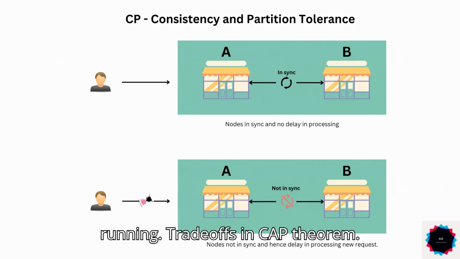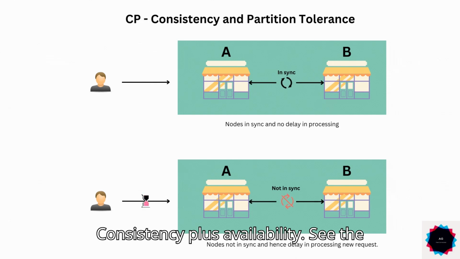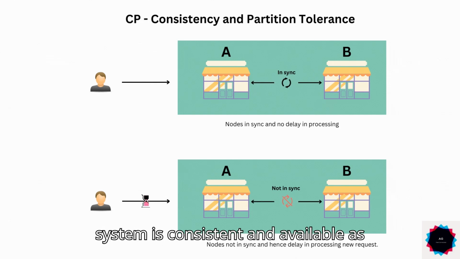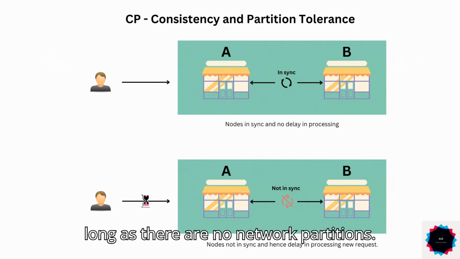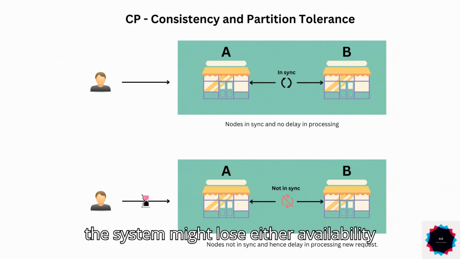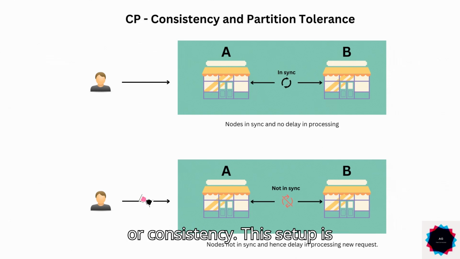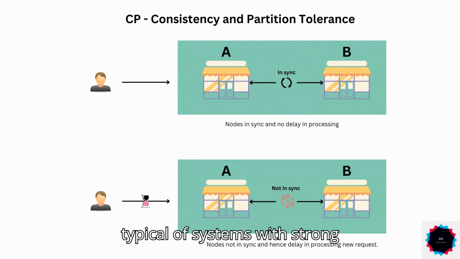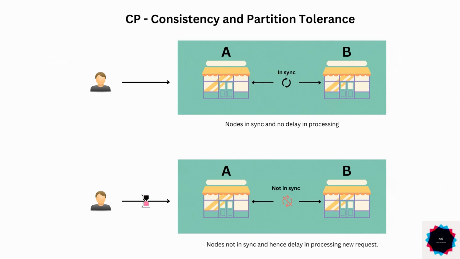Trade-offs in CAP theorem. Consistency plus availability. The system is consistent and available as long as there are no network partitions. However, if a partition occurs, the system might lose either availability or consistency. This setup is typical of systems with strong consistency requirements.